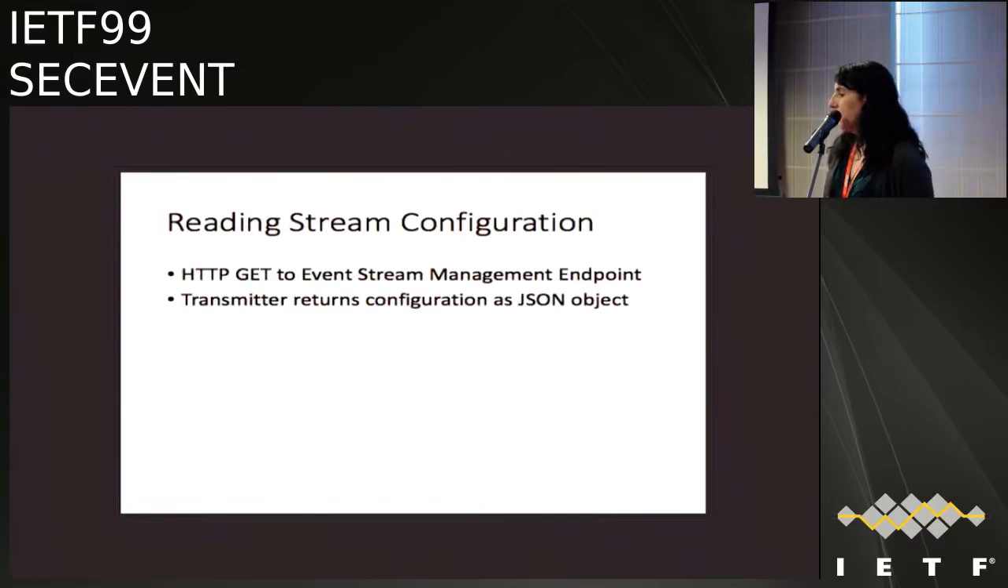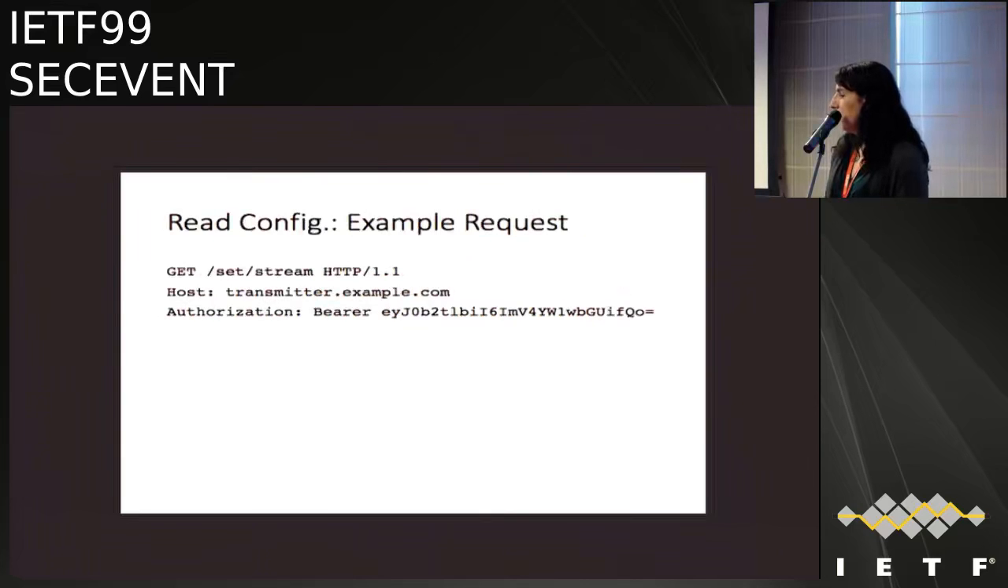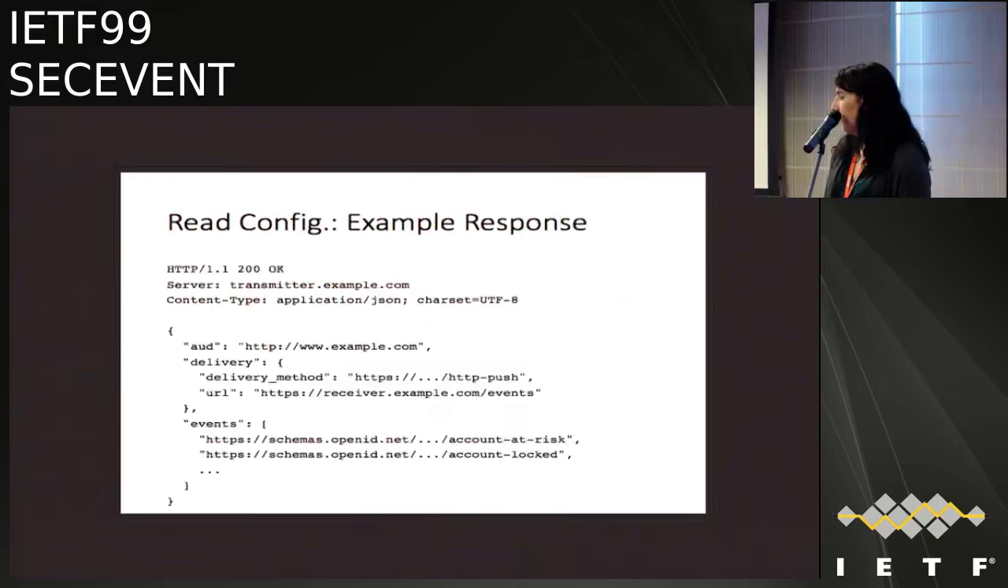Reading stream configuration is just an HTTP GET. You can see the simple example. There's really not much to it. And a response is a JSON object containing claims describing the delivery method defined for the stream, as well as an optional events claim that lists the event types that may be transmitted over the stream. This is a may. There's no guarantee that the transmitter will actually send any of these events to the receiver. They are just possibilities.